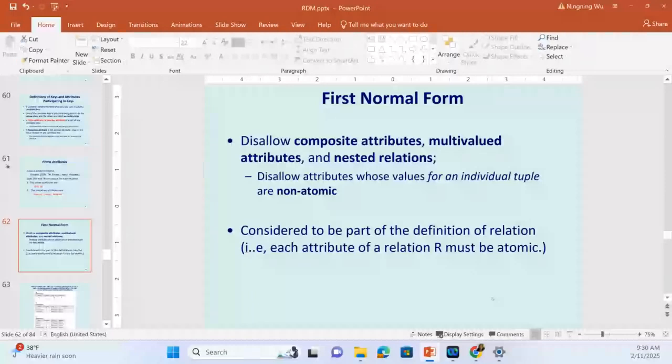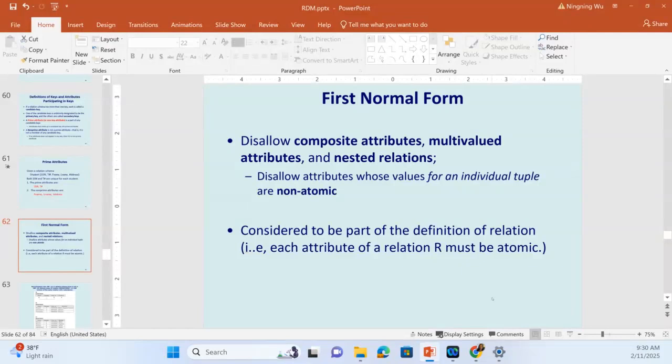Then let's go to the first normal form. The first normal form is a requirement for the relational data model. If you are building a relational database, theoretically you have to satisfy the first normal form. The first normal form requires that every single attribute in the relation schema must take atomic values. By atomic, it means that the attribute for every single record must have a single, non-divisible value.